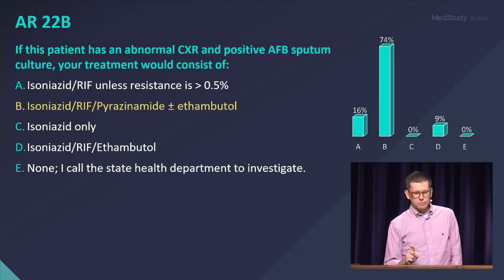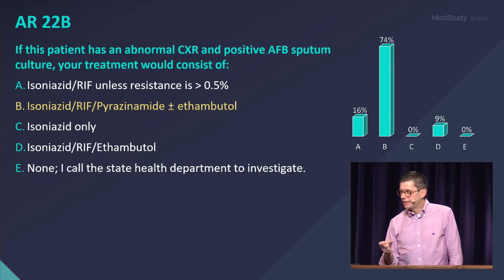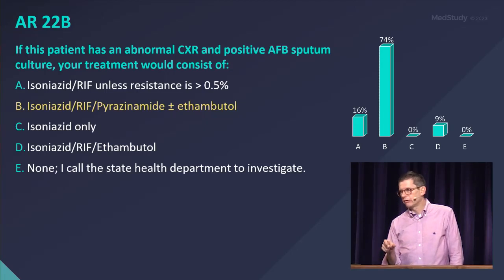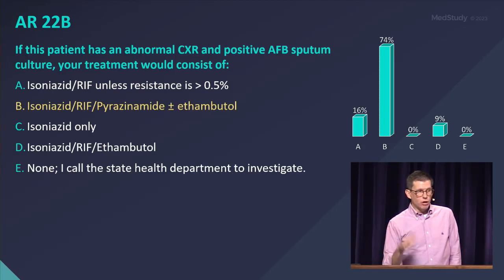And ethambutol is plus minus because oftentimes kids get TB from an adult. Actually, that's really the only way they get it. And oftentimes you're going to know the resistance pattern of the adult's TB. And if the adult's TB is pan-sensitive, then you don't need ethambutol. If you don't know the sensitivity pattern, then you often start with 4-drug therapy, including ethambutol.